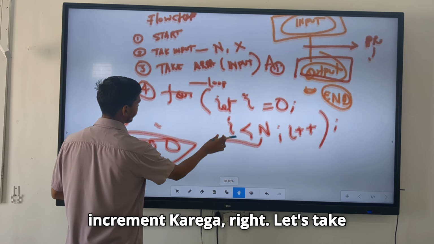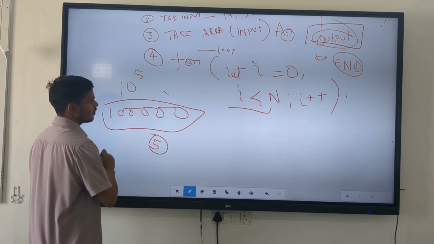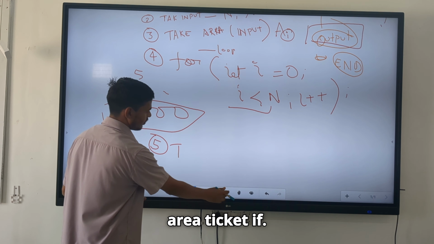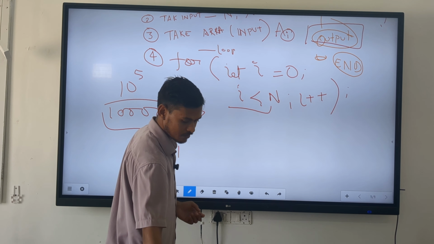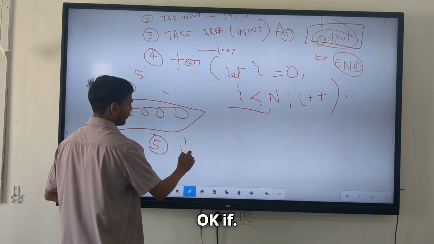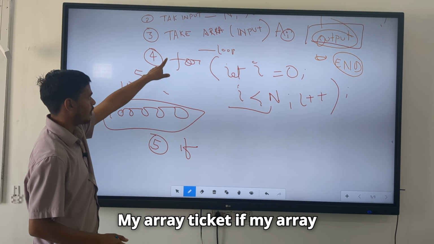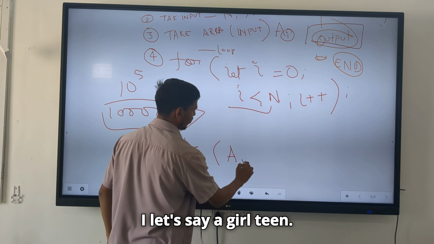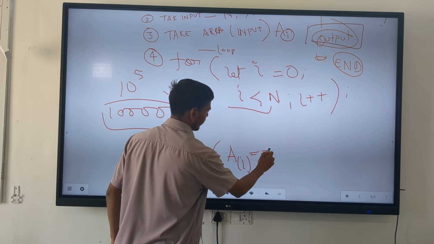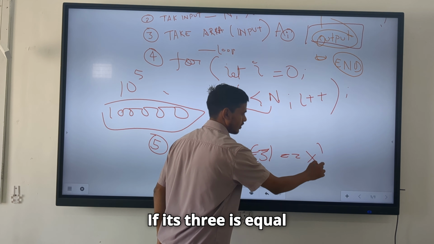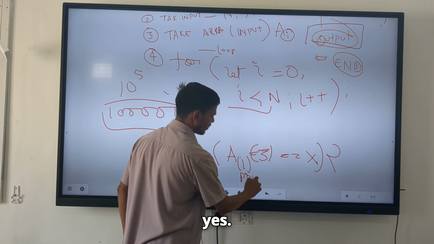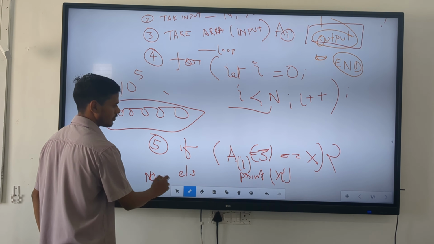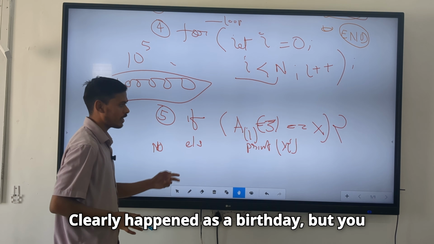राइट? लेट्स टेक द फिफ्थ स्टेप. जो हमने फिफ्थ एरे ले लिया है, ठीक है, इफ माई एरे, लेट्स से जो मेरा वैल्यू है ए ऑफ आई, लेट्स से अगर यहाँ पे 3 है, इफ इट 3 इज इक्वल एक्स, देन प्रिंट yes, एल्स प्रिंट नो. क्लियर है? यहाँ पे ऐसे भी कर सकते हैं, बट यहाँ पे प्रॉब्लम क्या होगा?